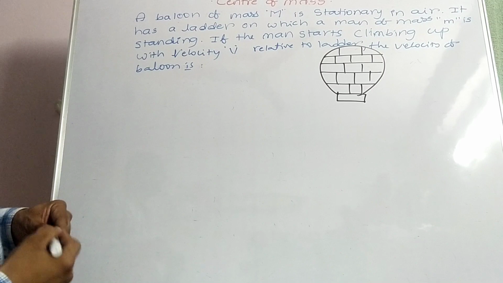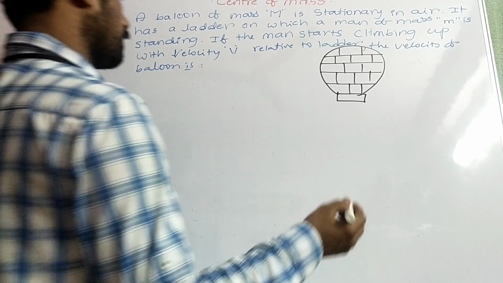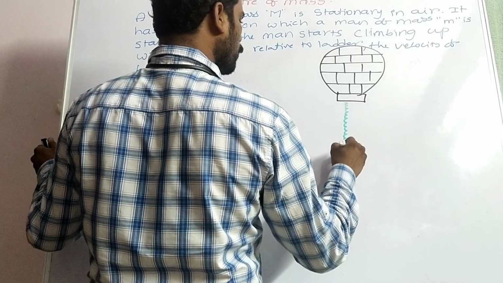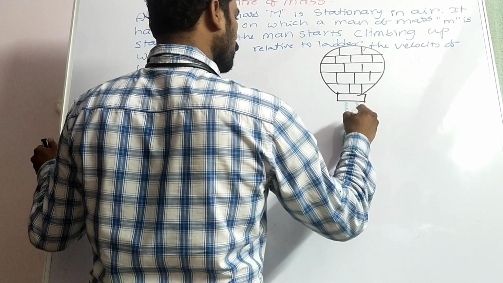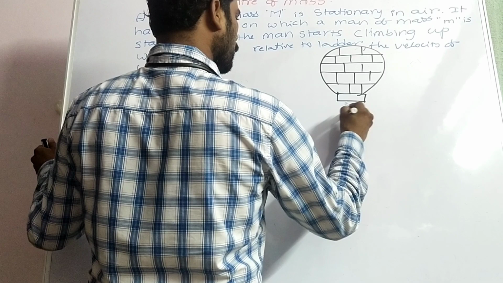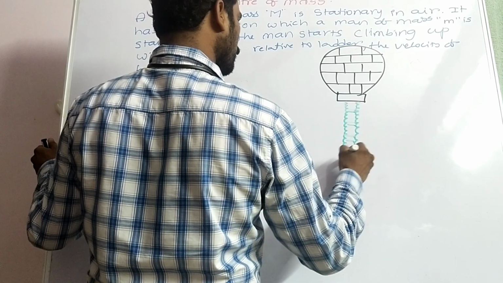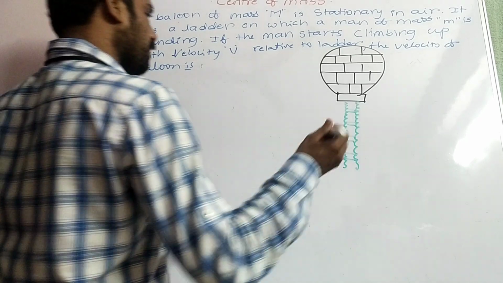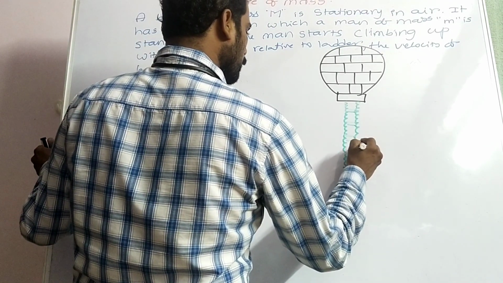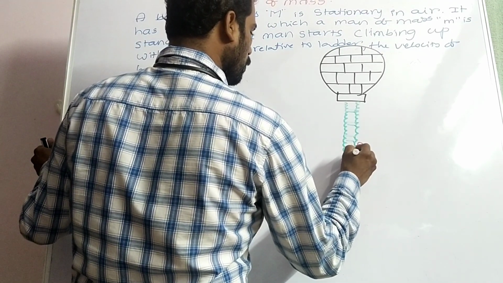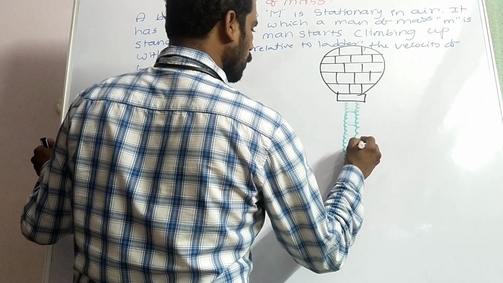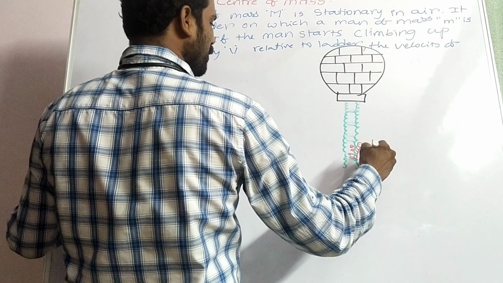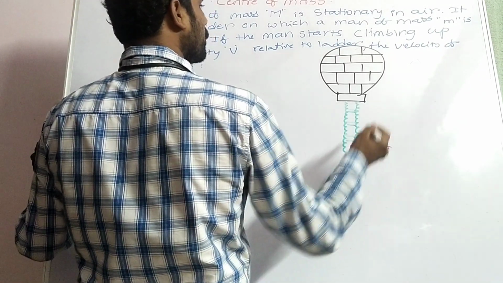The balloon is like this. Now a ladder, with thread of course. It looks like this. So here the person is climbing up. A person is climbing up with velocity v.